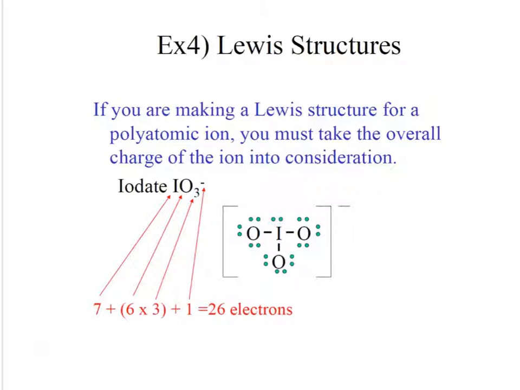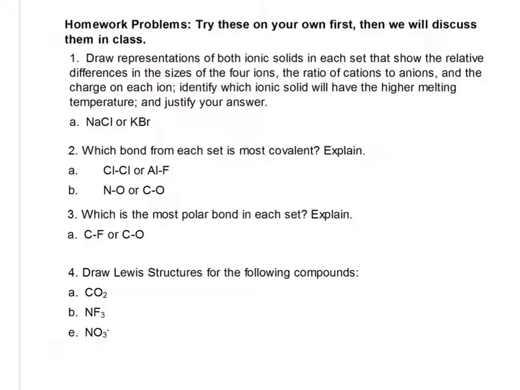If you're making a Lewis structure with a polyatomic ion, you must take the overall charge of the ion into consideration. So polyatomic ions have gained extra electrons, well, except for ammonium, right? So the overall charges aren't neutral, so you have to add the total number of electrons they've gained to your valence total. Alright, try these in class and we'll go over them.